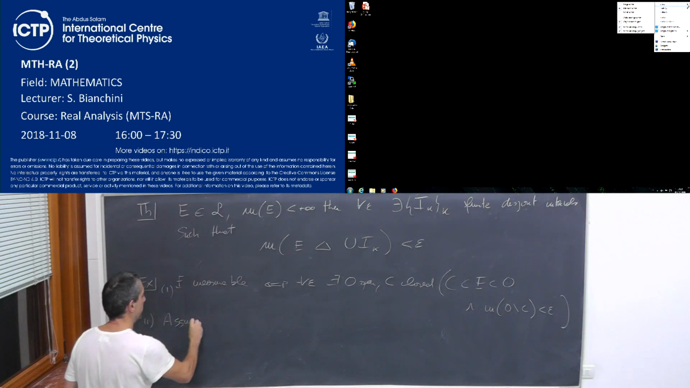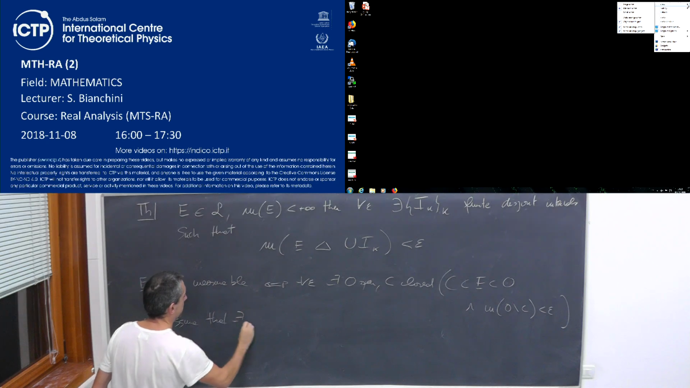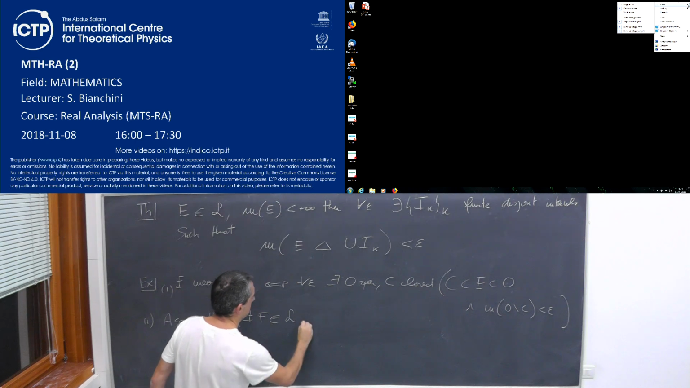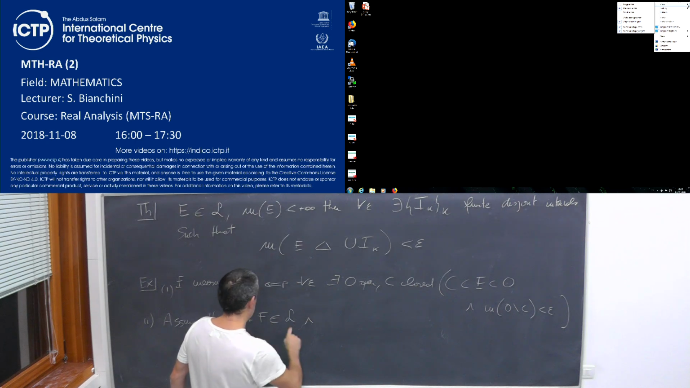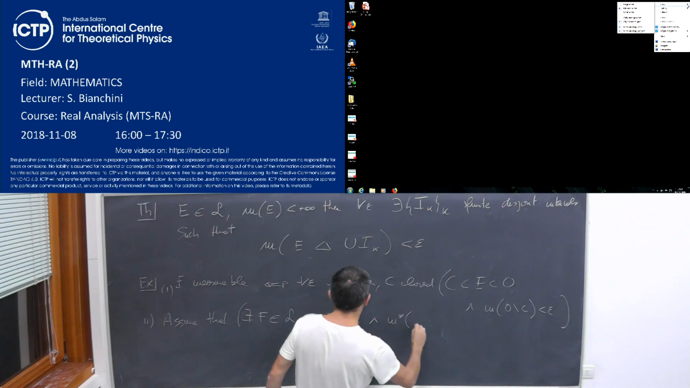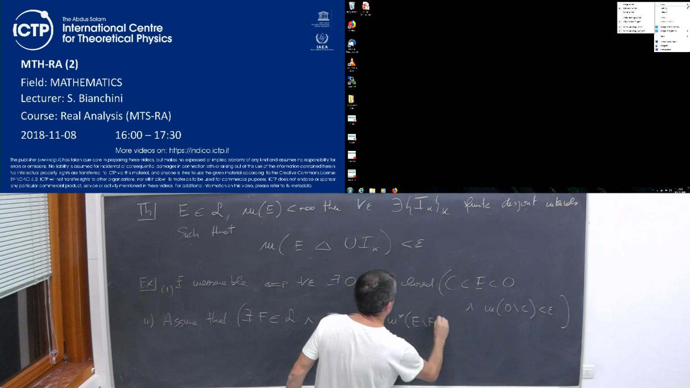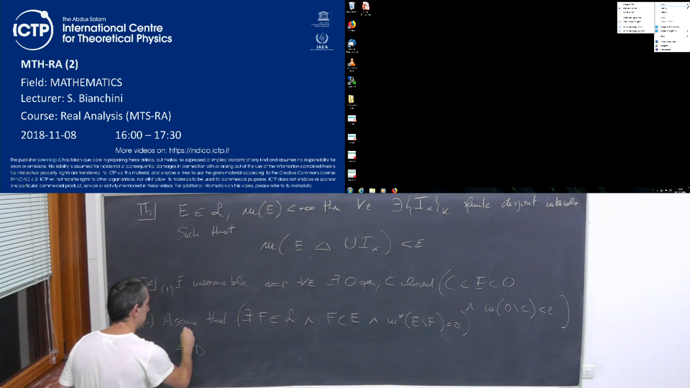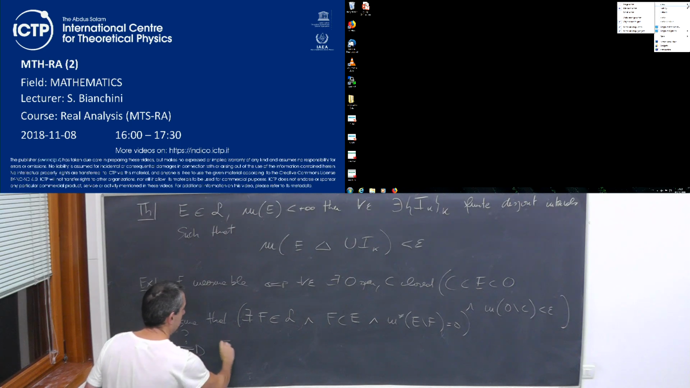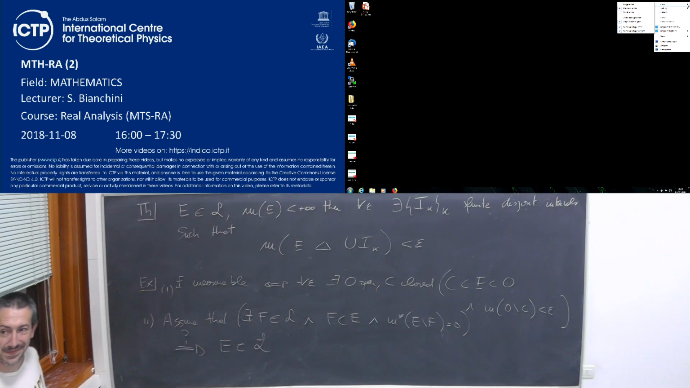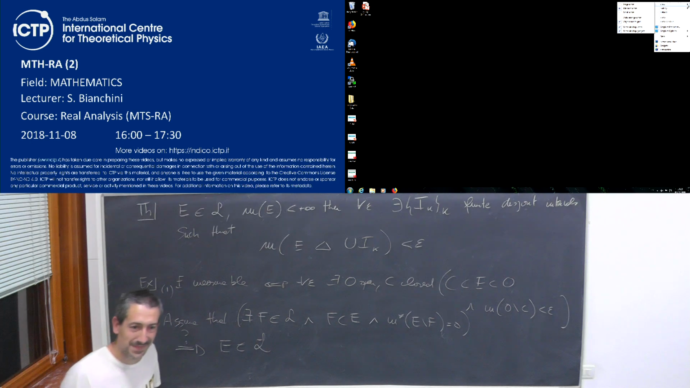Assume that there exists F measurable, and F is contained in E, and m star of E minus F is equal to 0. Then is E measurable? Yes. Because F is measurable and the difference has measure zero.